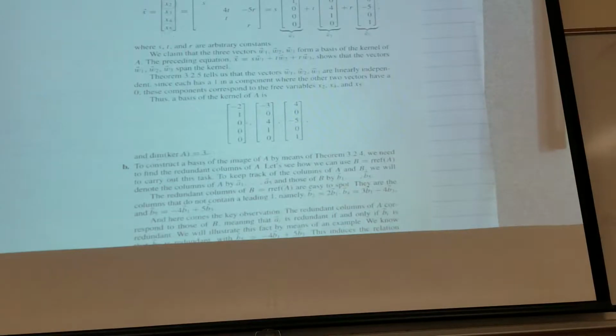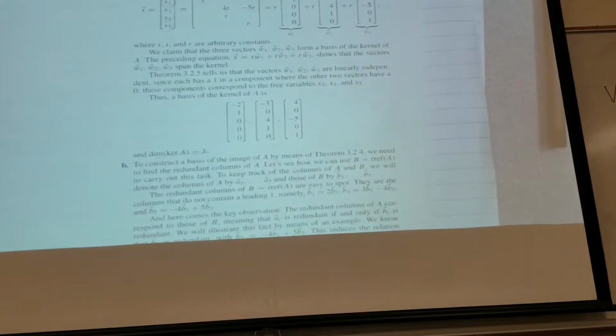So W1, right? We use W1 here, W2, and then W3. So they span the kernel. So the kernel of A is the span of these three vectors. So remember, this kernel of A is the subspace we are considering. Kernel, okay. So we already find a span.